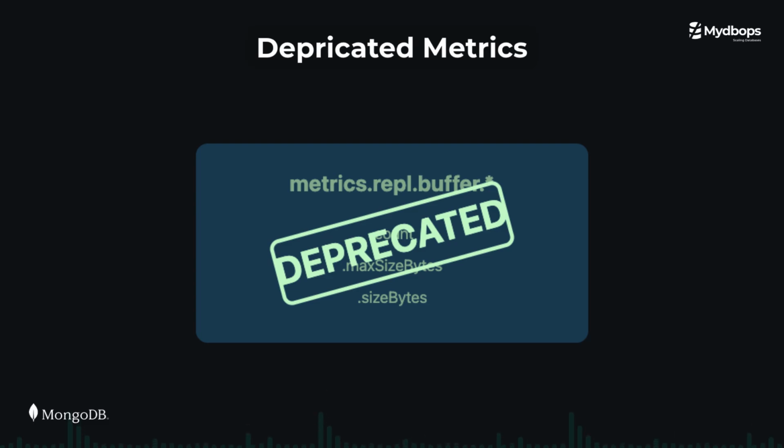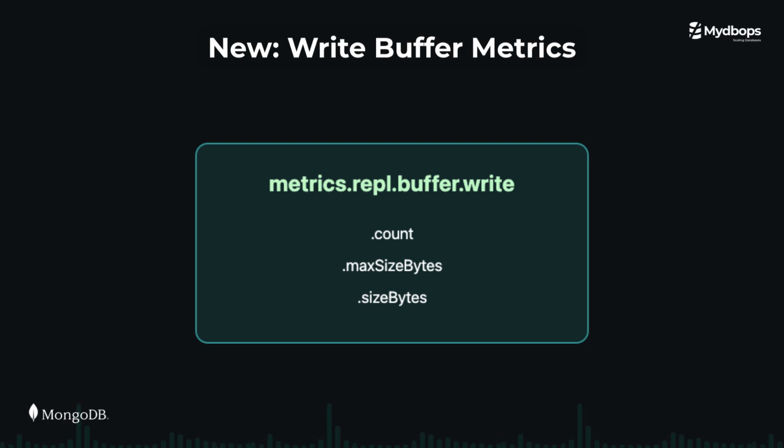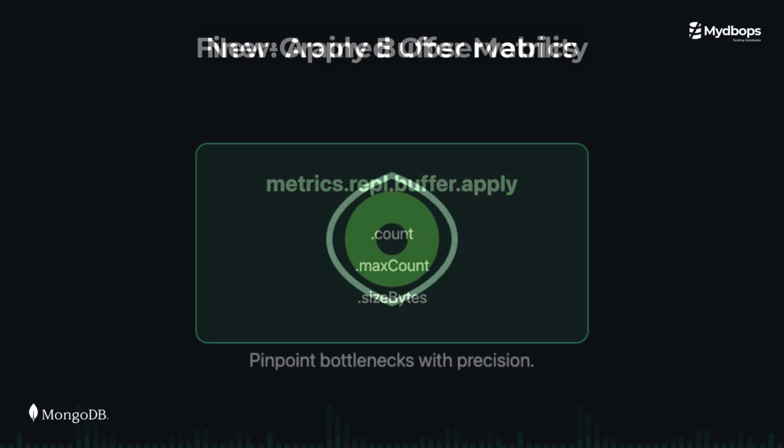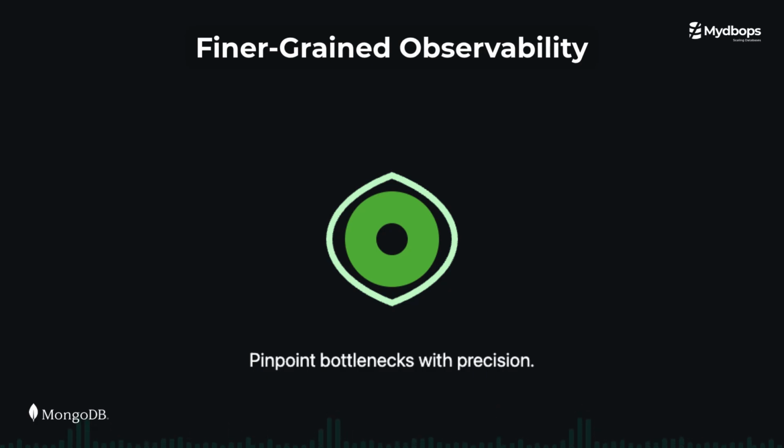So MongoDB 8.0 gives you new, much more specific metrics. They're split explicitly for the write side and the apply side. You're looking at things like metrics.repl.buffer.write for the write buffer and metrics.repl.buffer.apply for the apply buffer. So you can see the size or count for each buffer individually. Exactly. It gives you finer-grained observability. It helps DBAs pinpoint bottlenecks much more accurately.